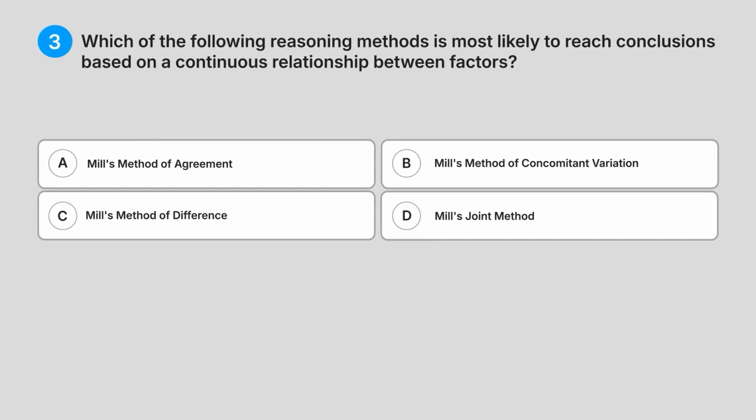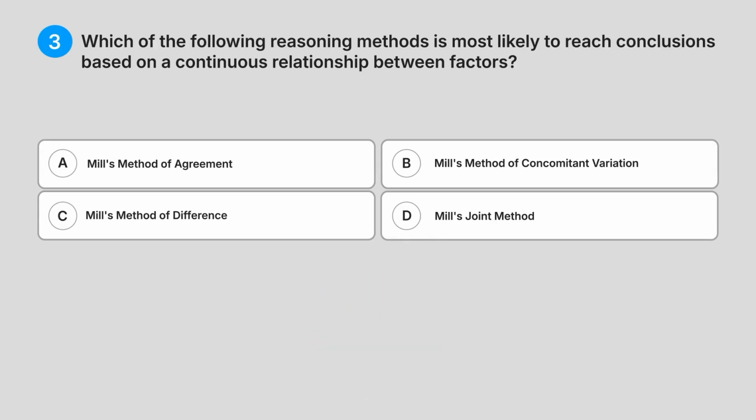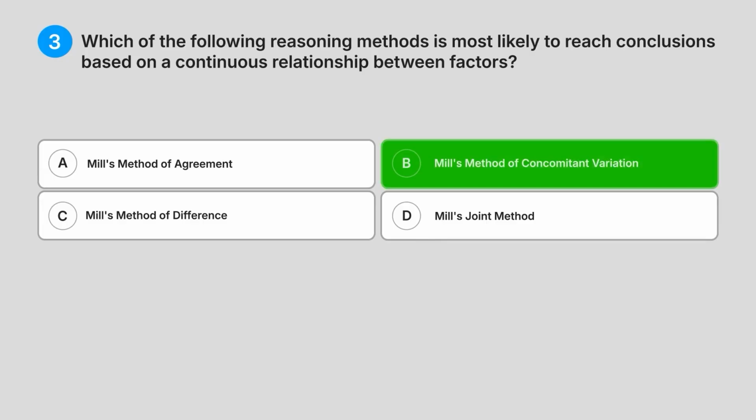3. Which of the following reasoning methods is most likely to reach conclusions based on a continuous relationship between factors? A. Mills' method of agreement. B. Mills' method of concomitant variation. C. Mills' method of difference. D. Mills' joint method. Can you guess the answer? Correct answer, B. Mills' method of concomitant variation.